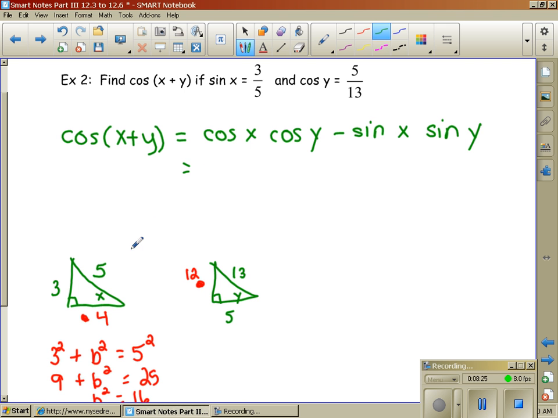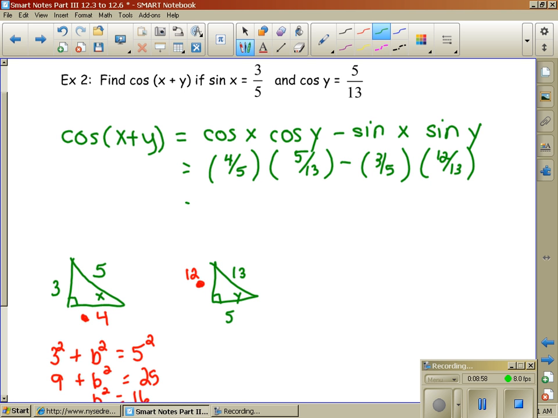Cosine x. Go to your x triangle. Cosine is adjacent over hypotenuse. Cosine of y. Y is, well, it's given, adjacent over hypotenuse. You can still go to your y triangle. Minus sine of x, given. Sine of y. Go to your y triangle. Sine is opposite over hypotenuse.